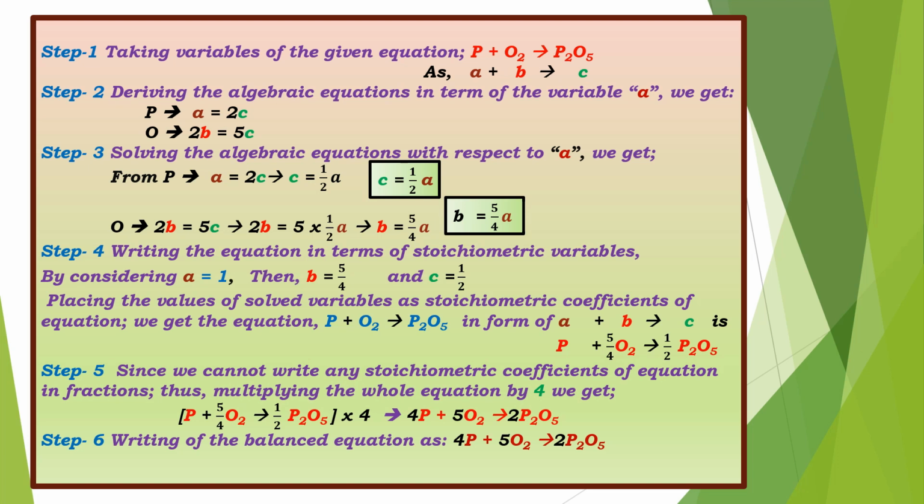Placing the values of the solved variables as stoichiometric coefficients of the equation, we get the equation P plus O2 gives P2O5 in the form of ABC as P plus 5 by 4 O2 gives half P2O5. Step 5. Since we cannot write any stoichiometric coefficients of the equation in fractions, thus multiplying the whole equation by 4, we get 4P plus 5O2 gives 2P2O5. Step 6. Writing the balanced equation as 4P plus 5O2 gives 2P2O5.